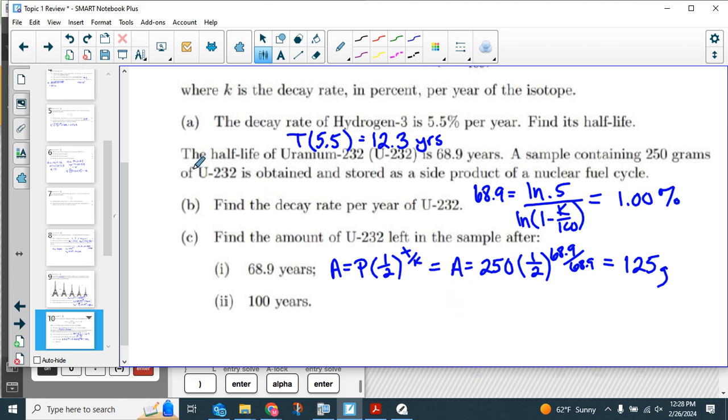No, K is the half-life, which they give us right here. The half-life of uranium-232 is 68.9 years. The time is like C1, 68.9 years. That's the time. C2, 100 years. So now we do the exact same thing, except now we plug in 100 for T instead of 68.9.